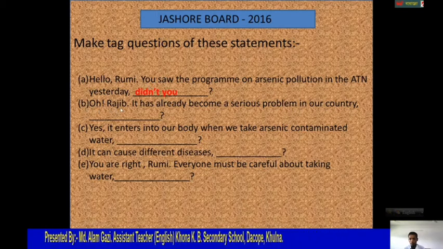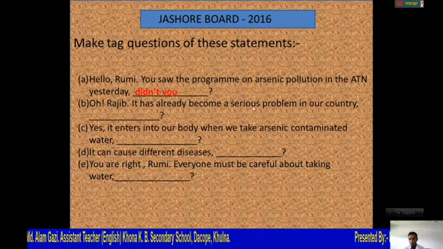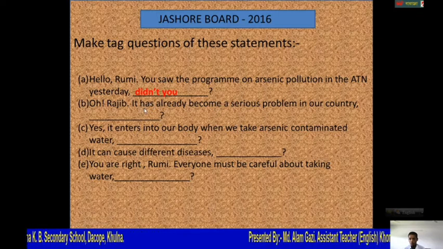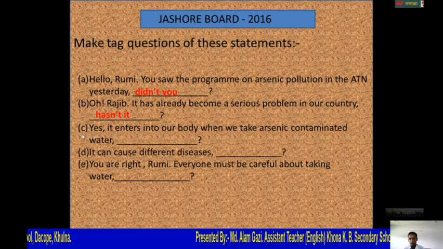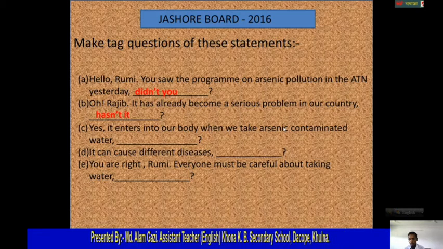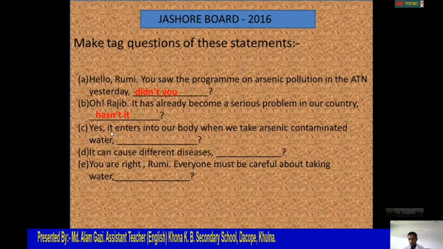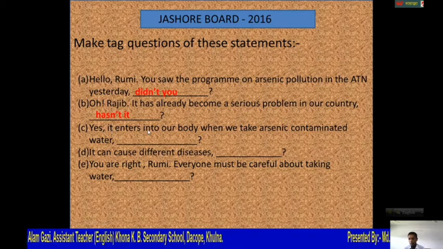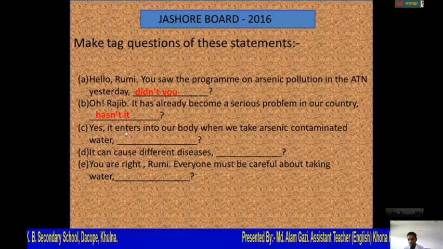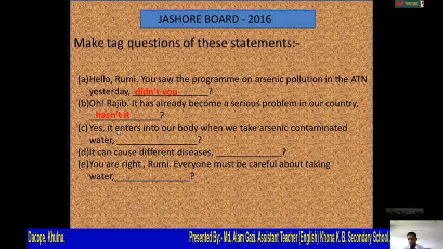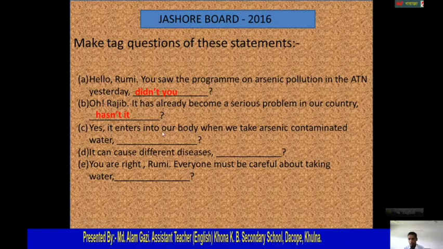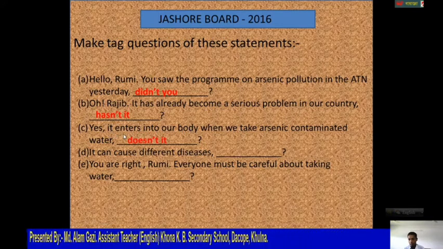Question B. Oh Rajiv, it has already become a serious problem in our country. In this sentence, we see an auxiliary verb has. So, tag question will be hasn't it. Question C. Yes, it enters into our body when we take arsenic contaminated water. In this sentence, we see that it is a complex sentence. Dear students, you have to remember that when we form a tag question, we always form the tag question according to the principal clause. It enters our body is a principal clause. So tag question will be doesn't it.